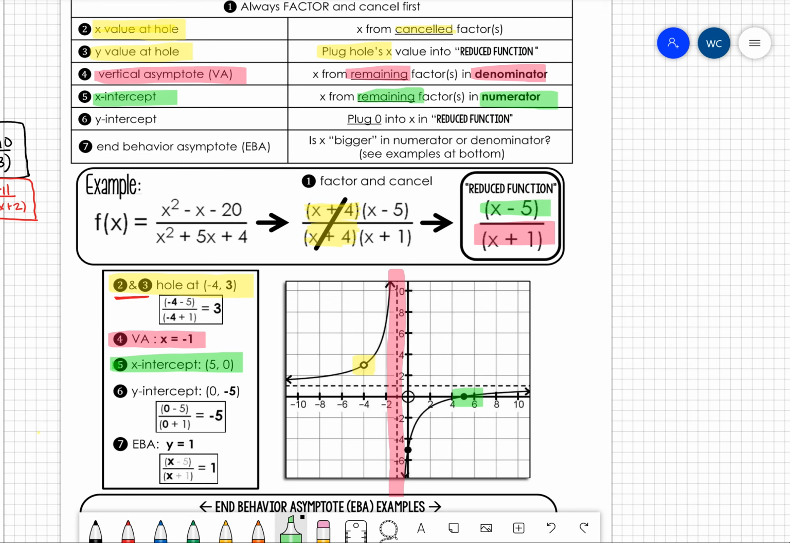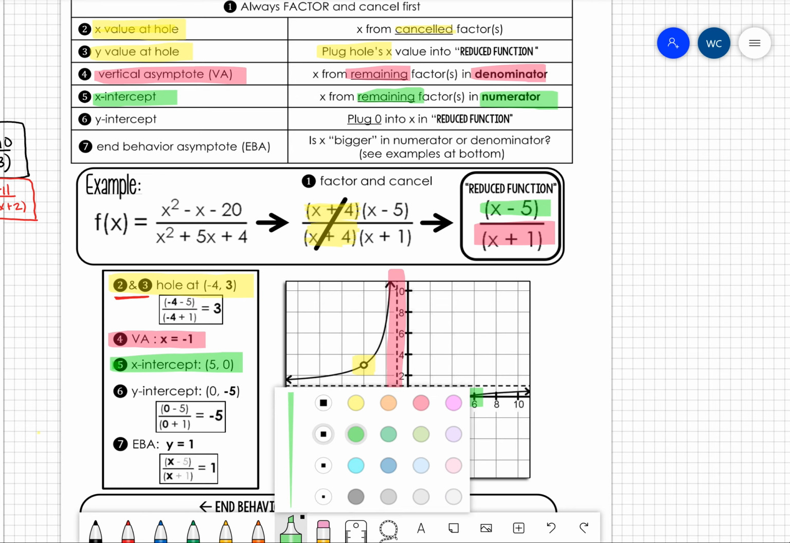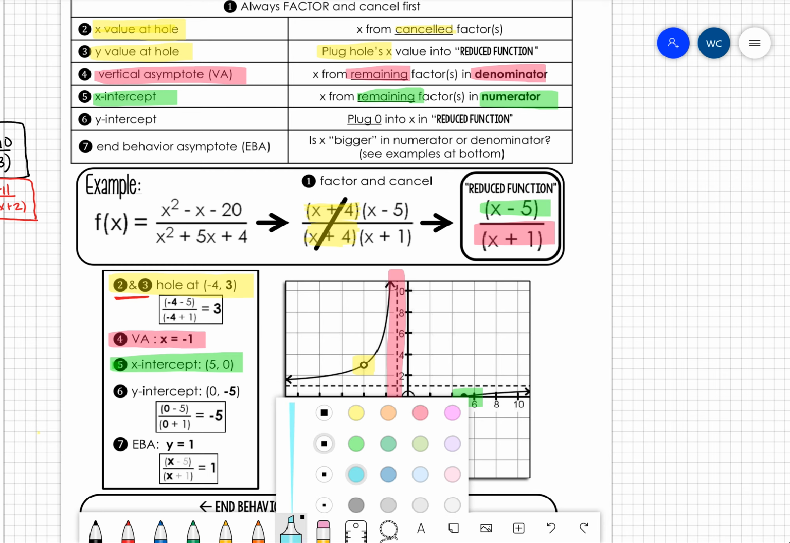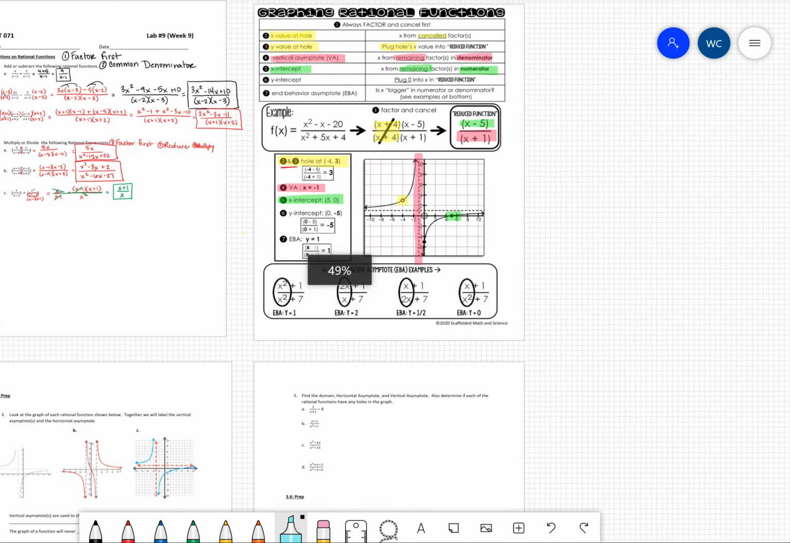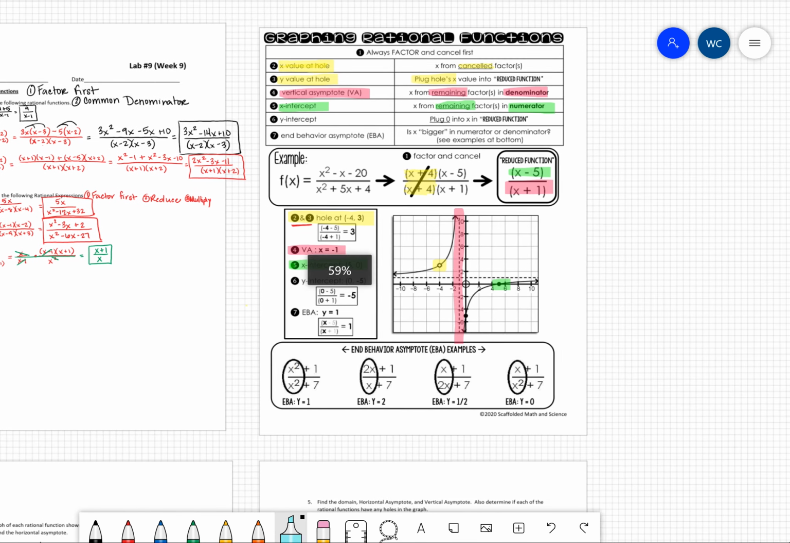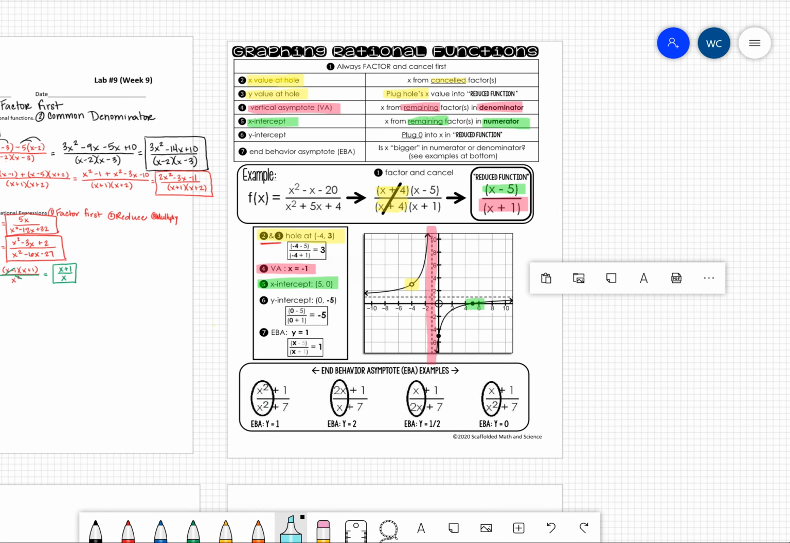For your y-intercept, you plug a 0 into your function, or your expression. Oh, no. Sorry, guys. Okay, so for the y-intercept, you plug a 0 in and you get your answer. In this case, it's negative 5, so we know it's going to cross our y-axis at negative 5.